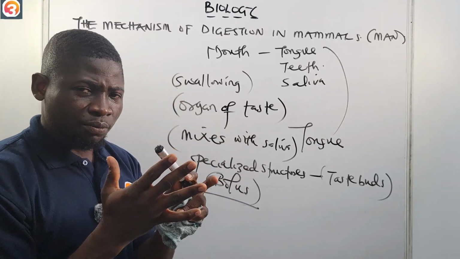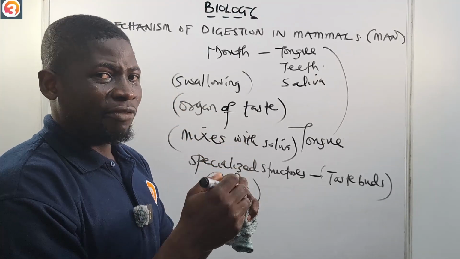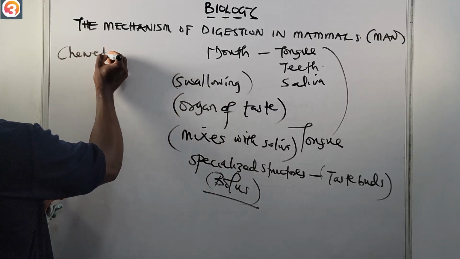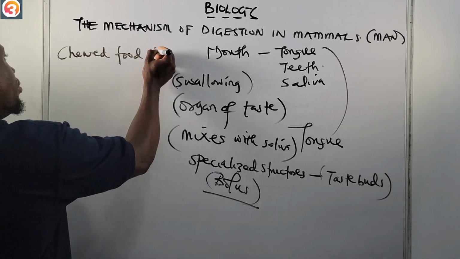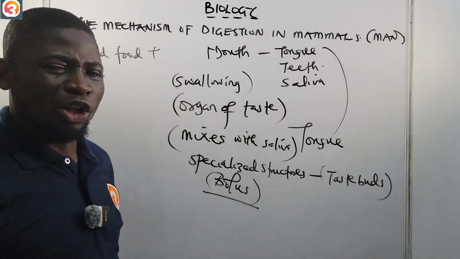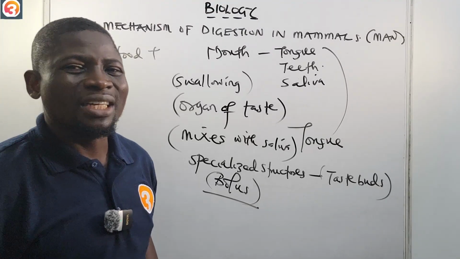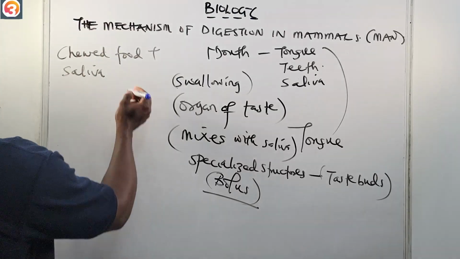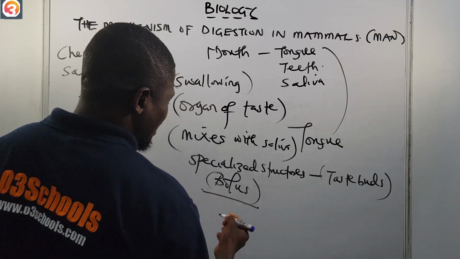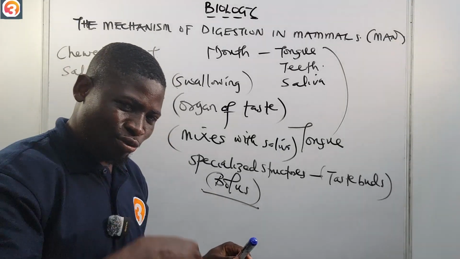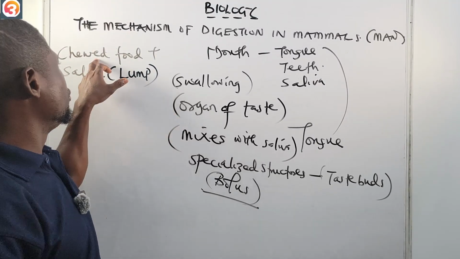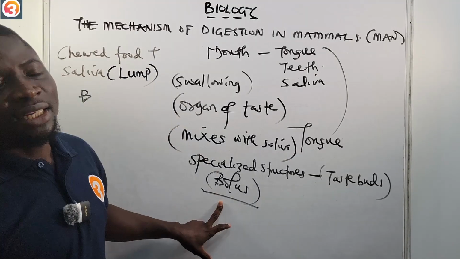So the chewed food plus saliva forms a lump. It forms a lump that is called the bolus, as I've written here. It is the bolus that goes through the alimentary canal. So please take note of that. The chewed food plus the saliva forms a lump called the bolus.